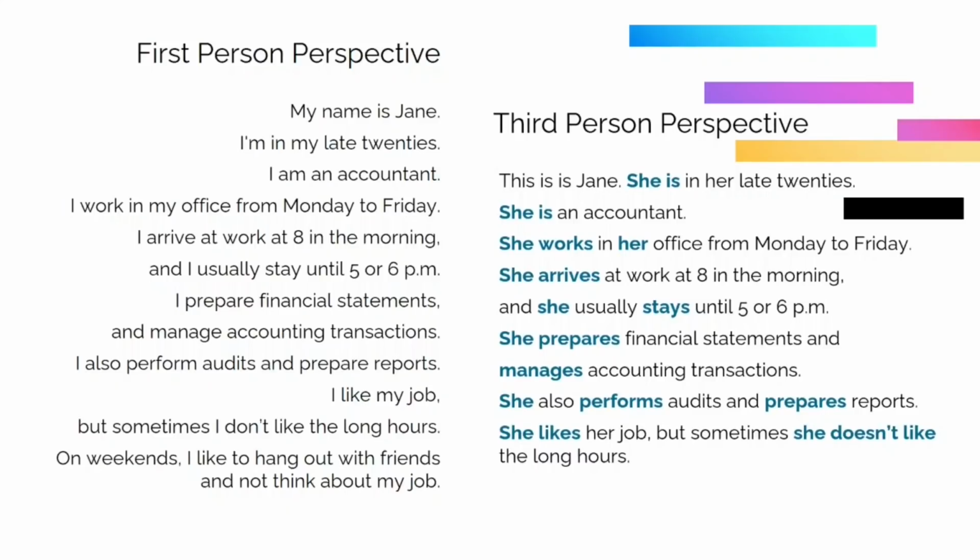To continue, she says she likes her job, but sometimes she doesn't like the long hours. Here there is a negative sentence, she doesn't like. This is different from the positive form where we say she likes, but in the negative form we say she doesn't like. The S is absorbed by does, and as such, the verb like doesn't have to add the S again at the end. So she doesn't like. It's not she doesn't likes. That's double. We don't want to do that.